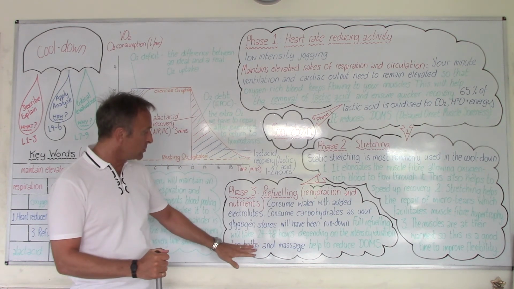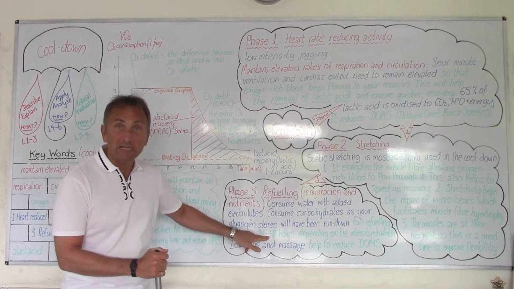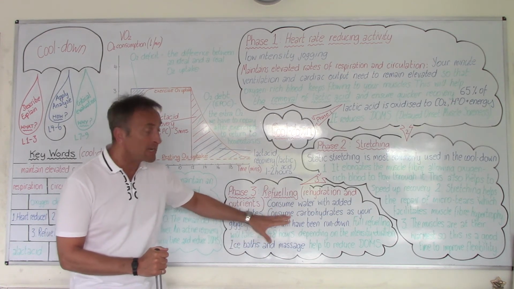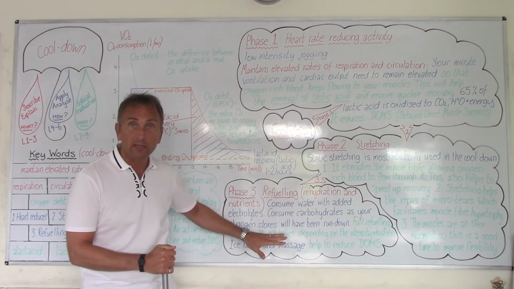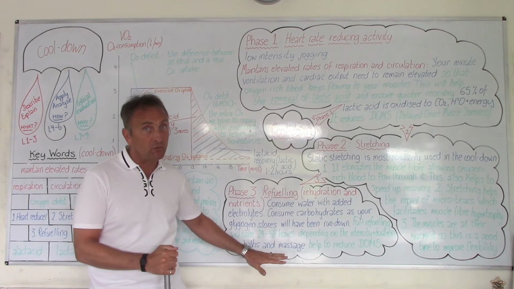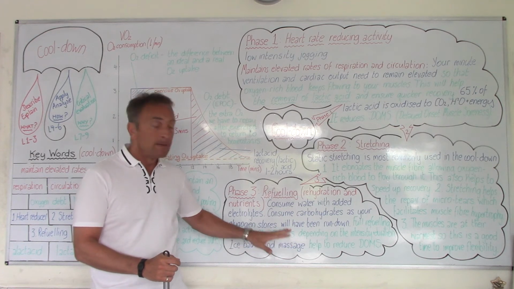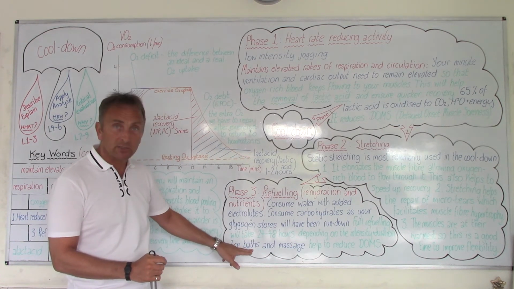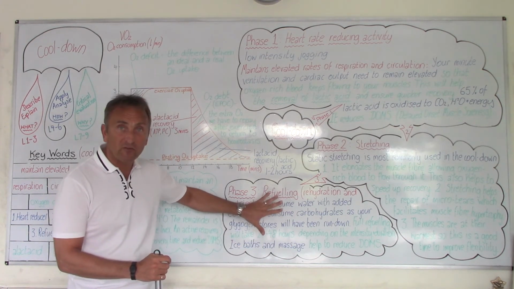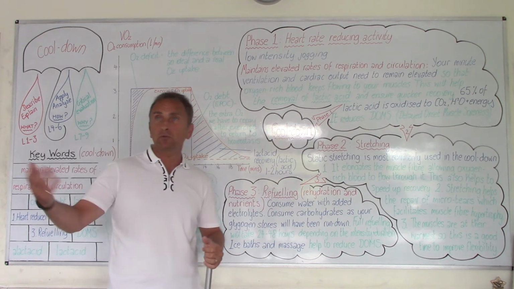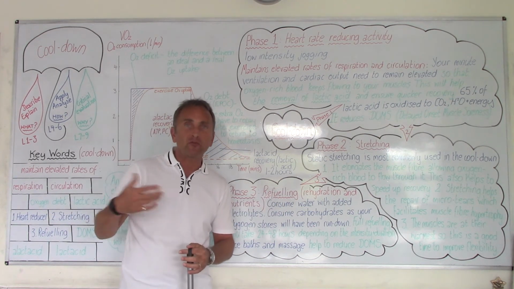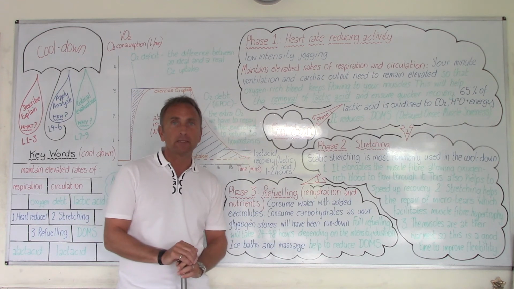I've also talked about here, it can take 24 to 48 hours to replenish your nutrient stores fully. If you've done a marathon, it's going to take you 48 hours to get those glycogen levels back to resting levels. I've also put in here ice baths during this third phase. So you jump into a bath of freezing cold water for 3 minutes.